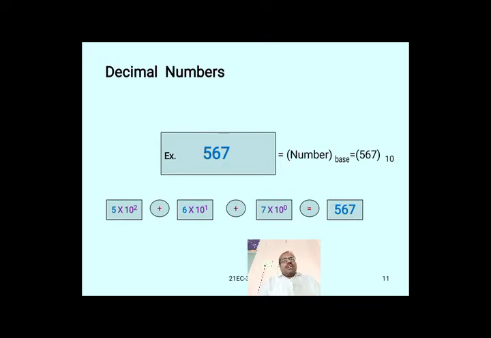What we have written, that also came in the counting. 5 into 10 square is 500, 6 into 10 power 1 is 60, 7 into 10 power 0 is 7. You must remember the additive and multiplicative identities here. Any number to the power 0 is equal to 1. A power 0 equal to 1. This is used in this calculation. 10 power 2 equal to 10 into 10, that means 100.